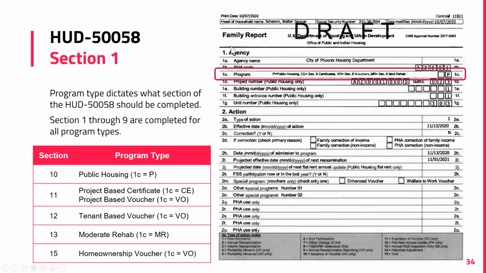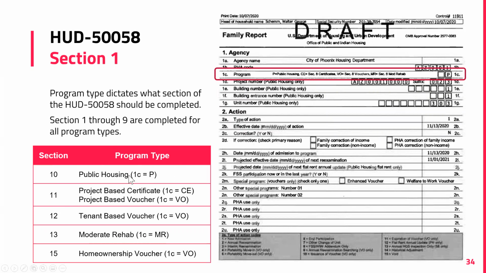Okay, so let's take a quick look at section 1. The first thing I want you guys to take a look at is column 1C. This indicates the program, and what program they indicated determines what section they're actually filling out on the 50058. So look at the second column. I probably should have flipped this. I apologize. That would have made more sense.